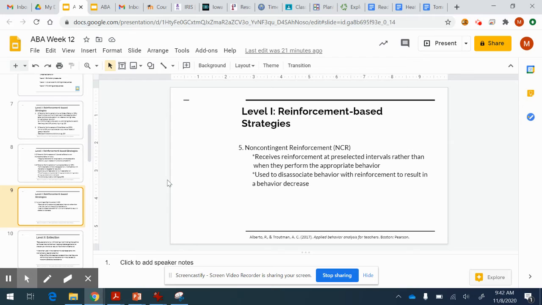The last one is non-contingent reinforcement, or NCR. Non-contingent reinforcement refers to receiving reinforcement at pre-selected intervals rather than when the student performs the appropriate behavior. We do that for the student to learn to disassociate behavior with reinforcement to result in a behavior decrease. So again, that kind of goes back to that natural reinforcement piece.